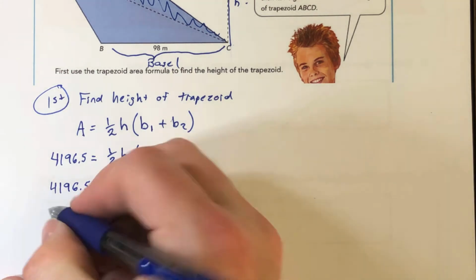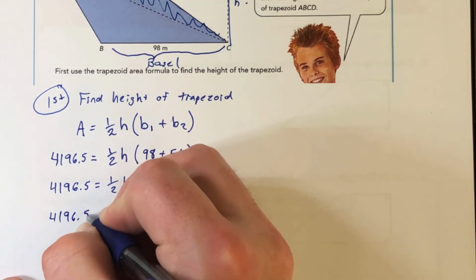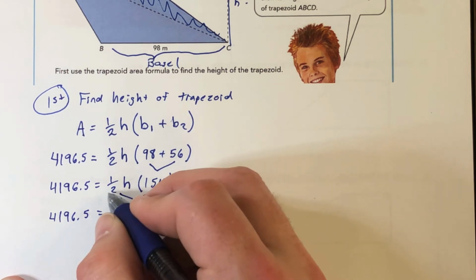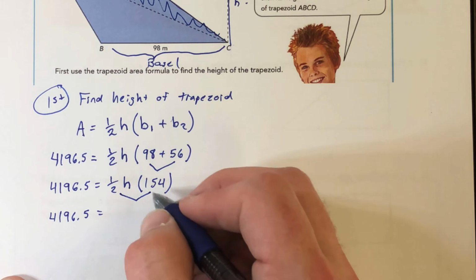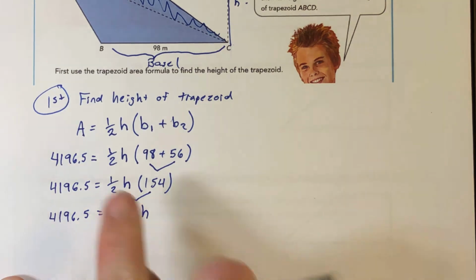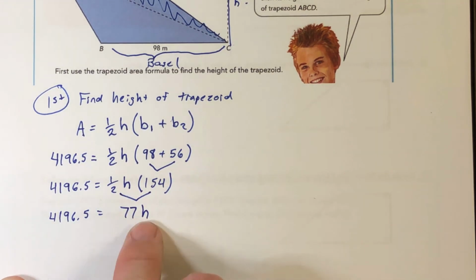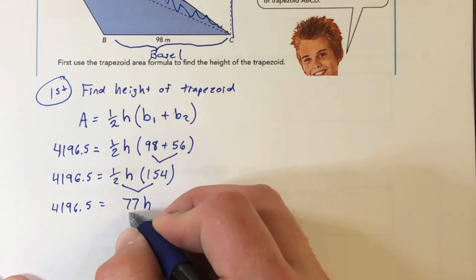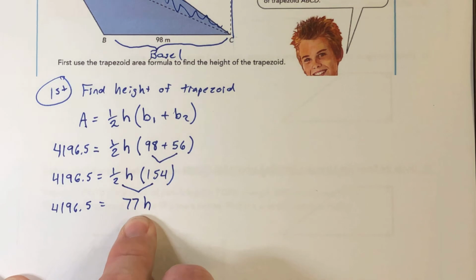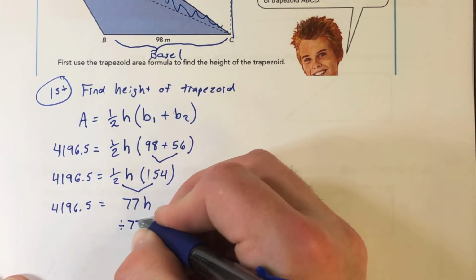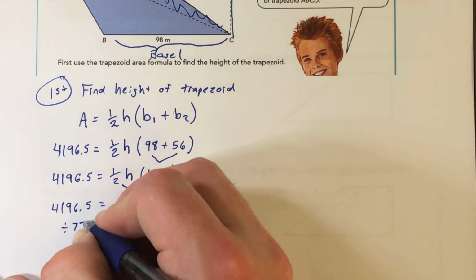Next, simplify further. So 4,196.5 equals, what's 1/2 times h times 154? Well, 1/2 of 154 is going to be 77. Bring down your h. So 1/2 times h times 154 is 77h. Last step, I need h by itself. So what needs to go away? The 77. What are they doing? They're multiplying 77 times h. So I do the opposite to get the variable by itself. So divide by 77 on both sides.